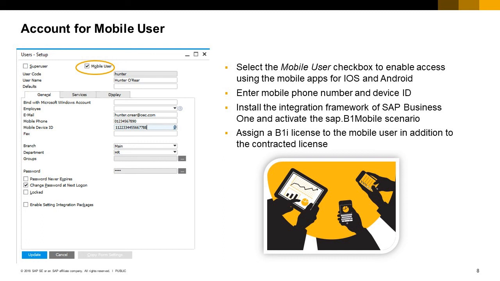Therefore, you must install the integration framework of SAP Business One. This is free and distributed with the SAP Business One installation software. You also need to activate the mobile scenario SAP.B1 Mobile within the integration framework. The integration framework uses the B1i user to connect to SAP Business One, for example for authentication when using the mobile solution. You need to assign a B1i license to the user. This license is free but must be assigned in addition to the contracted license. Consult the relevant user guides on iOS and Android for more information on using the mobile apps.